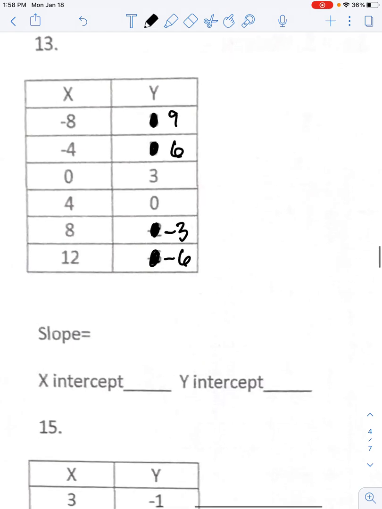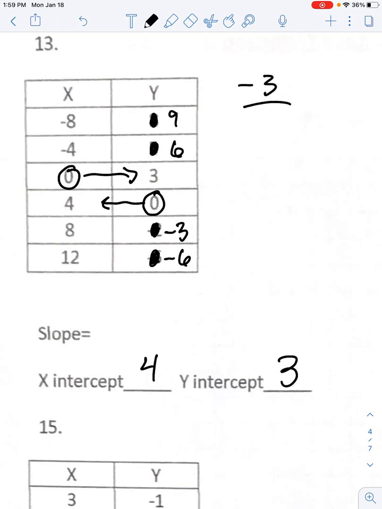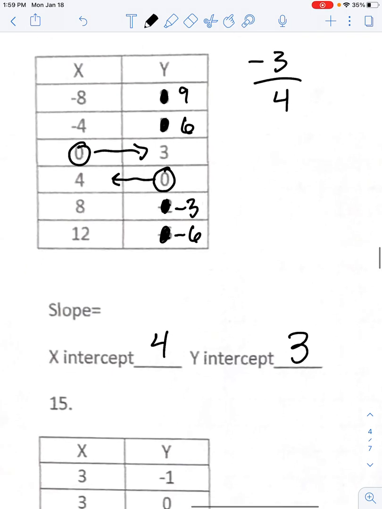So on this one, for the x-intercept, we need to find the 0 in the y column. There it is. The x-intercept is 4. The y-intercept is 3. Now we need to find the change in y over the change in x. The change in y, 9 to 6 to 3, is going down every 3, so negative 3 on the top. And then negative 8 to negative 4 to 0 to 4 is going up every 4. So negative 3/4 is our slope.